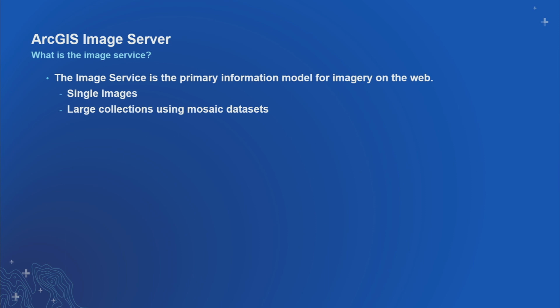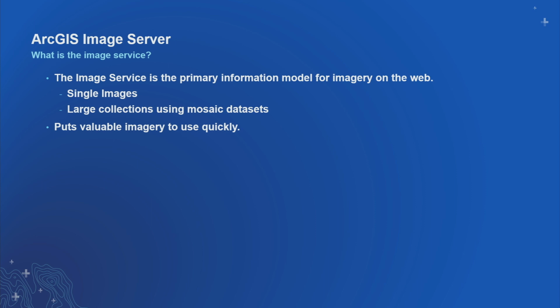So we took a look at the image server. Let's take a look at what an image service is. An image service is a primary information model for imagery on the web. It's raster data that has been shared using an ArcGIS server. The data can then be accessed using a web service. The data can be a single dataset in a file or a geodatabase, or it could be a collection of images that's been managed using a mosaic dataset.